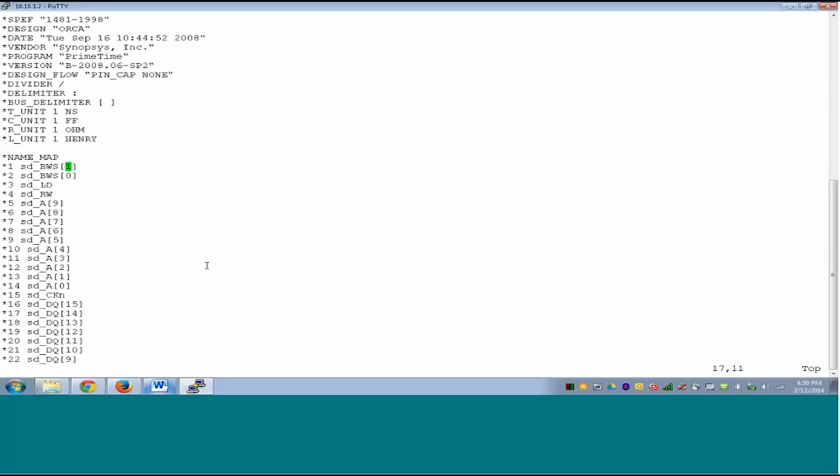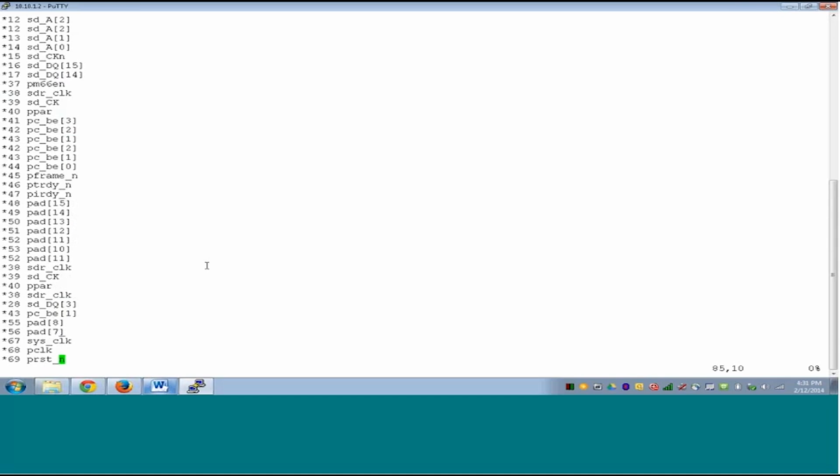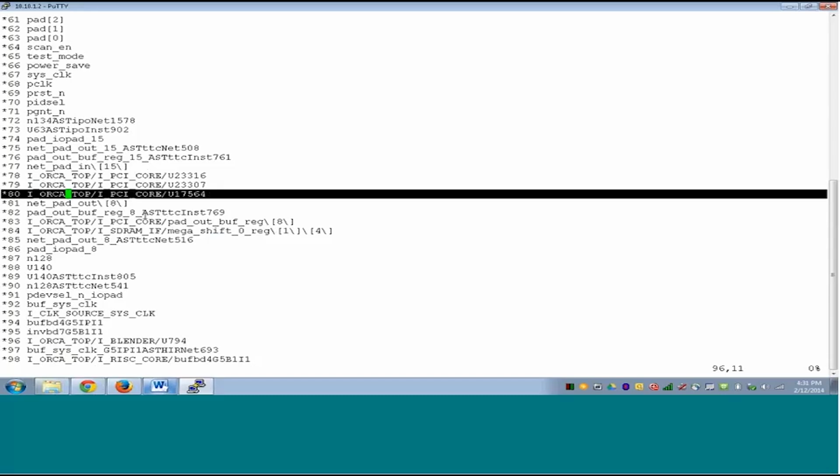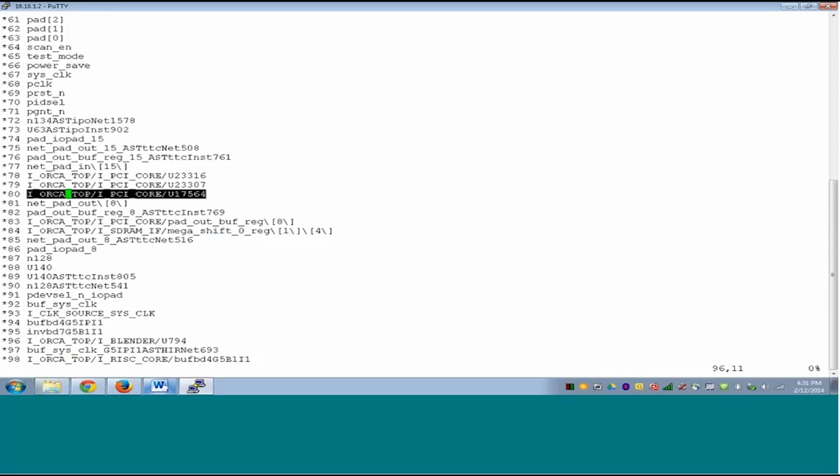Point A will be, for example, the output pin of a particular cell, and point B will be the input pin of a particular cell. All such pins are given some numbers. So this is the first section here. The name map is assigning numbers to various pins. For example, see this, the I Orca top, I PCI core, U cell. This is assigned a number.